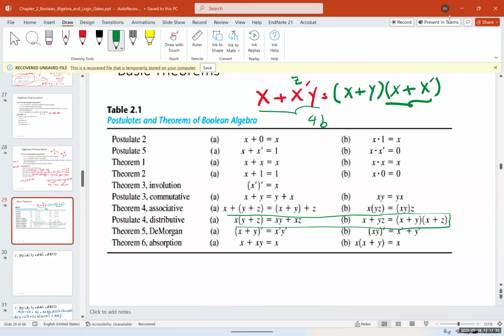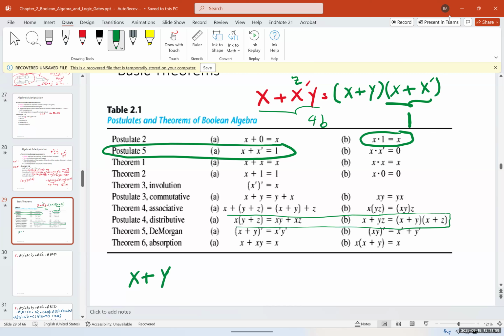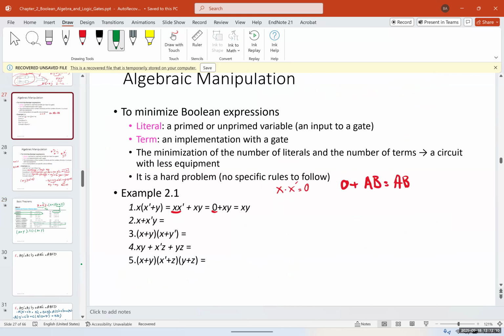Now, what is x plus x prime? Which postulate is x or with x prime? This one. Am I correct? What is x plus x prime? Is equal to 1. And what is x times 1? X. So x plus y and with 1 gives us x or with y. So the final result for the first one would be x or with y.